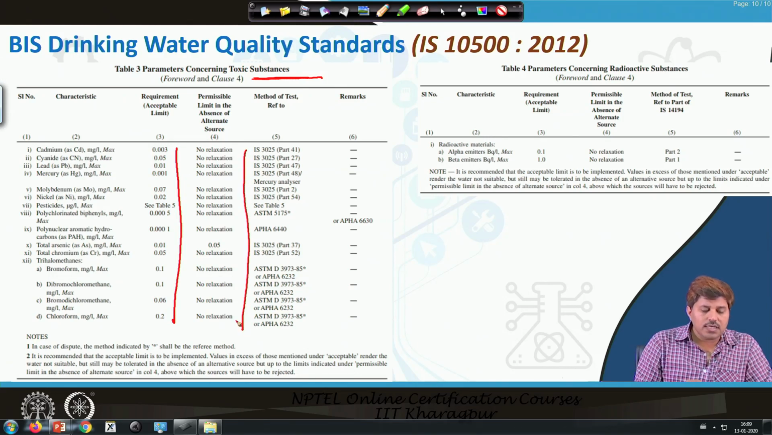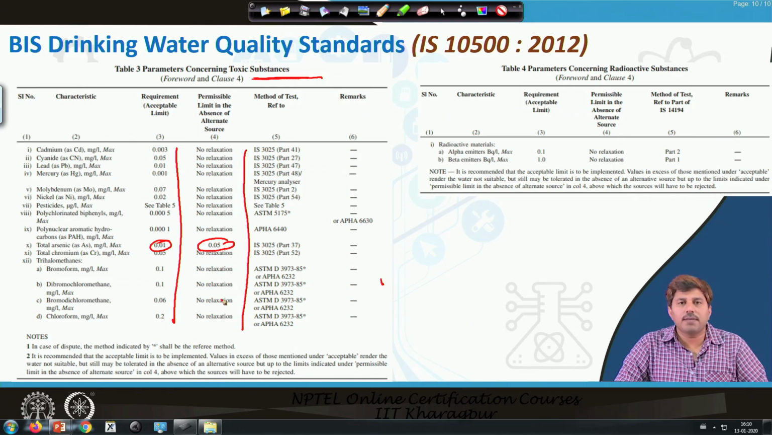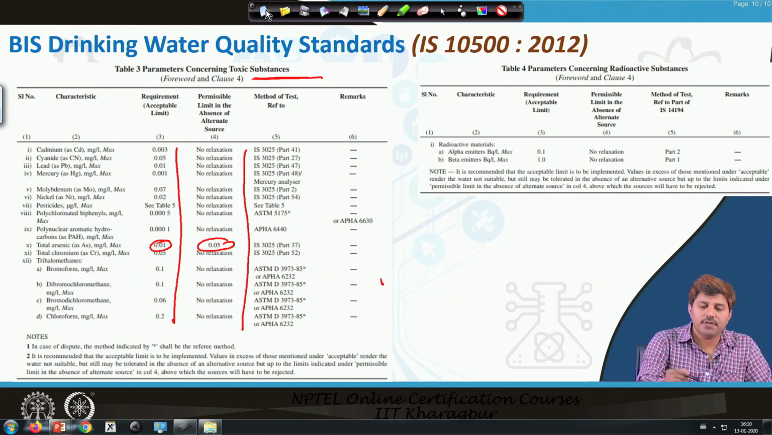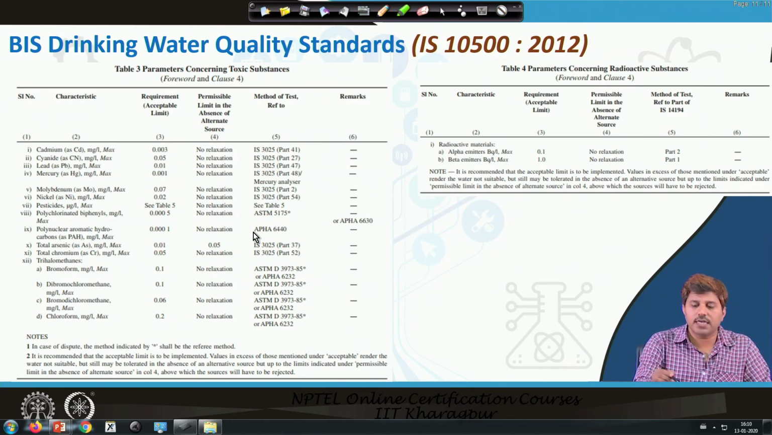almost all of these have no relaxation except arsenic, because arsenic is allowed up to 10 microgram per liter, and in case of absence of any alternate source it is allowable up to 0.05 milligram per liter, which is 50 microgram per liter. That is because it is very difficult to remove, and particularly in the eastern part of the country there is a high arsenic level in the groundwater, and it is quite difficult to remove the arsenic. So, a little relaxation has been given in the BIS for arsenic, but for all other toxic metals there is almost no relaxation.